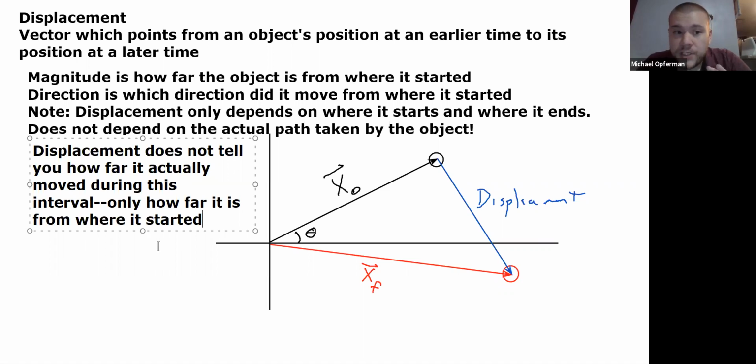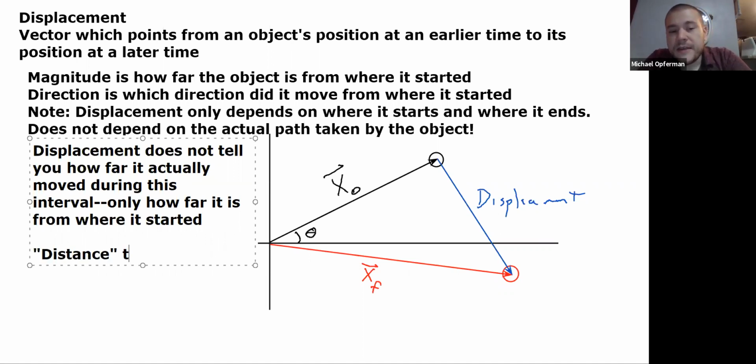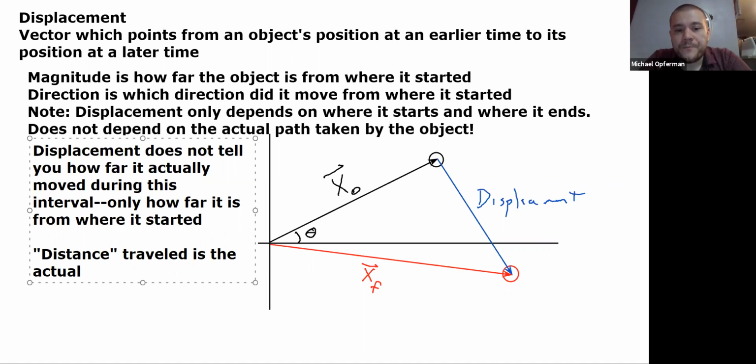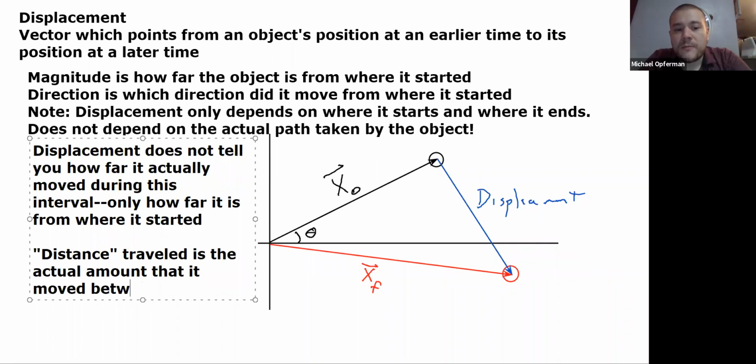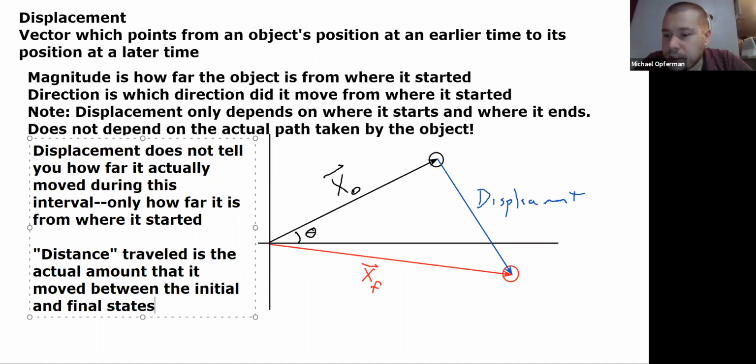If you do want information about how far the object actually moved, the correct thing to use would be another quantity called distance. The distance traveled by the object is the actual amount that it moved between the initial and final states. So distance has a distinct meaning from displacement. Displacement, first of all, is a vector. Distance is not. Distance is just a number. And second of all, displacement goes directly from the initial to the final state. Doesn't matter what path the object actually took.